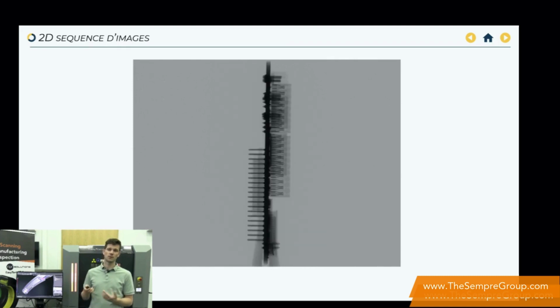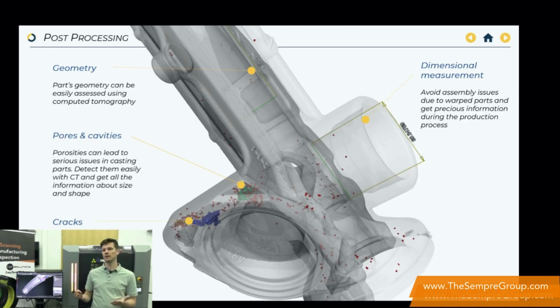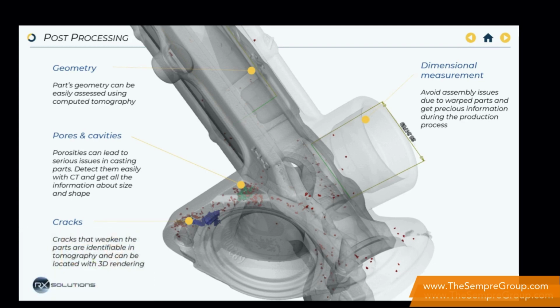Then the next step, once these images have been created, is to combine them with special algorithms and calculate it into a 3D model. And so once we have this digital 3D model, we can use this to exploit it to do any type of measurements or to do any type of analysis on the part. So the next step would be to check for porosities, for instance, to do dimensional checks, to compare it with the original CAD model, to check for cracks, so it can be used for different type of analysis.